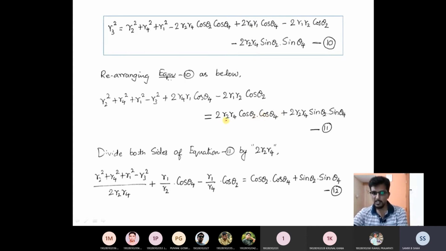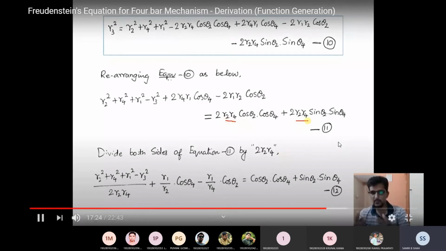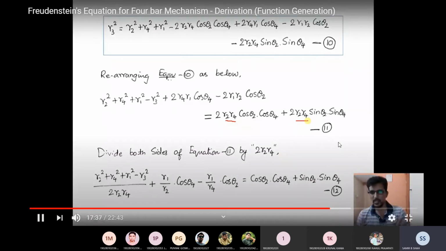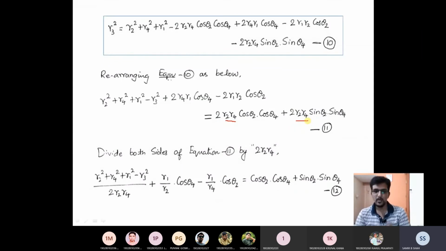So now only theta 2 and theta 4 has to remain for me. The coefficient of both is R2 R4 and R2 R4. So now my objective is to eliminate that coefficient of cos theta 2 cos theta 4 and sin theta 2 sin theta 4. Right. Because I know that cos theta 2 cos theta 4 plus sin theta 2 sin theta 4 will give me some trigonometric equation. I don't want 2 R2 R4 to disturb me, so I want to eliminate that. So what I do is I divide both LHS as well as RHS by 2 R2 R4.